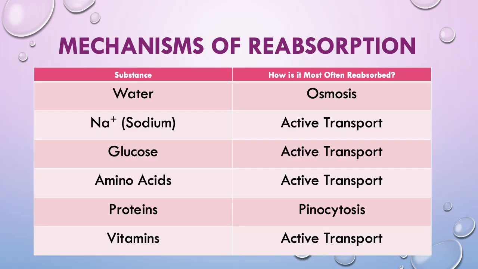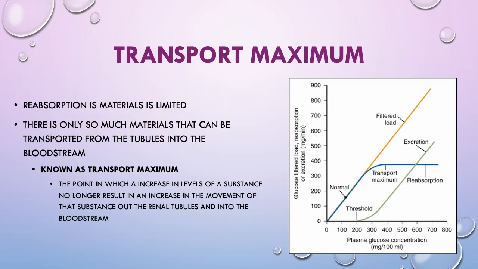Mechanisms of reabsorption: water through osmosis, and we talked about this in class. Sodium through active transport, meaning these processes need ATP. Same with glucose, amino acids, and vitamins. Proteins are reabsorbed with pinocytosis. Basically, they get engulfed, transported through the cell, and then back to the bloodstream. Reabsorption of materials is limited. There's only so much that can be reabsorbed, so there is a point when we reach a maximum and then we plateau.